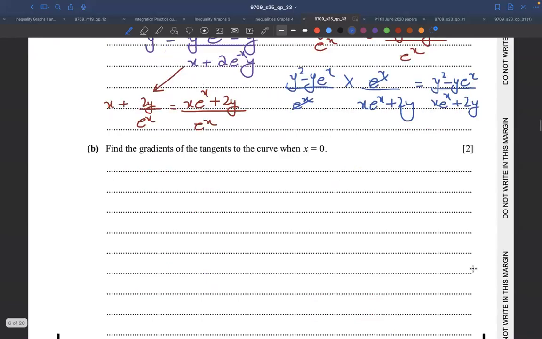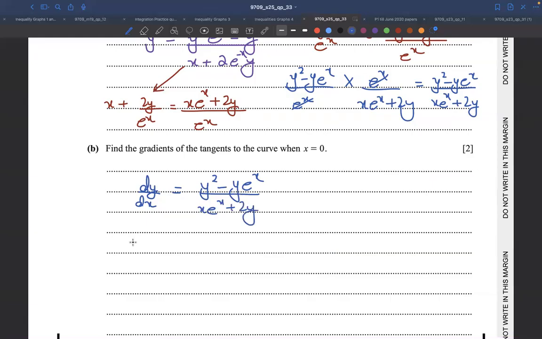Now in part B, it says find the gradients of the tangent to the curve when x is equal to 0. So we know that dy dx represents the gradient of the tangent. So we have the expression for dy by dx already, as given in the first part. Now we'll put x equals 0 over here.